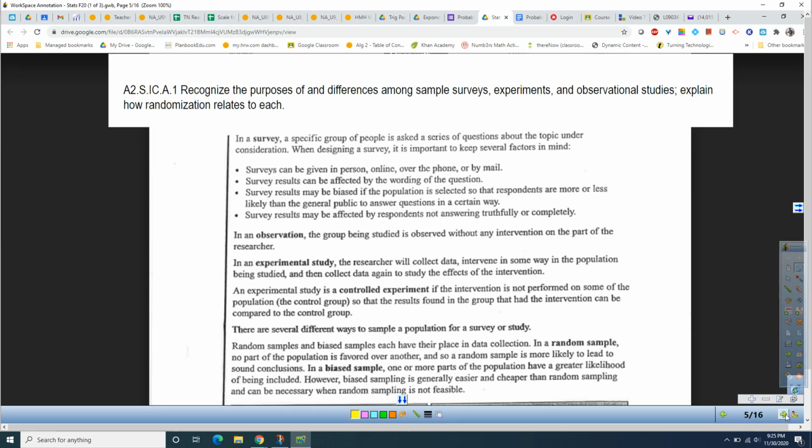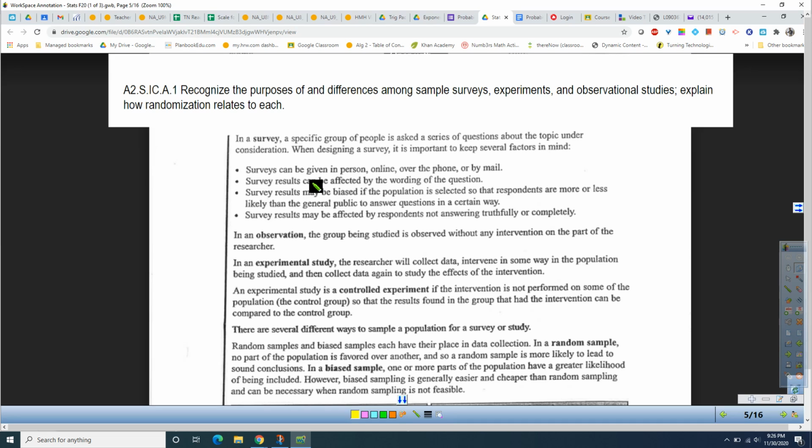So to begin with, we talk about a survey. Well, a survey is a specific group of people who is asked a series of questions about the topic under consideration, whatever we're talking about. And then it talks about, hey, when you're designing your survey, there's some stuff to keep in mind. Remember, there's lots of ways you can give a survey: in person, online, phone, by mail, lots of ways to do that. Carrier pigeon doesn't seem very effective, but I guess you could do that.